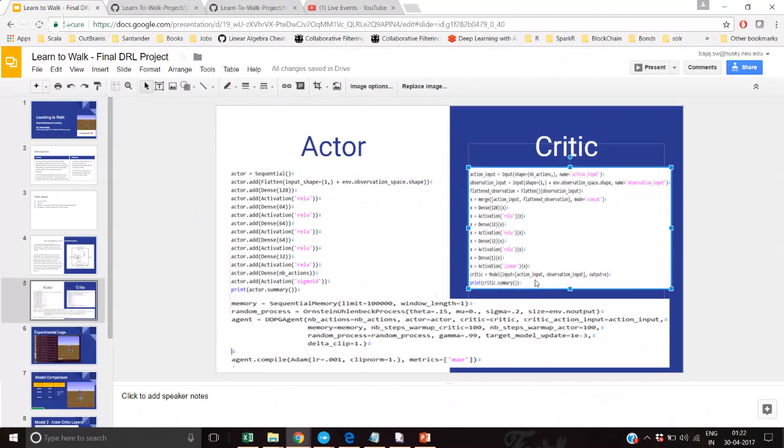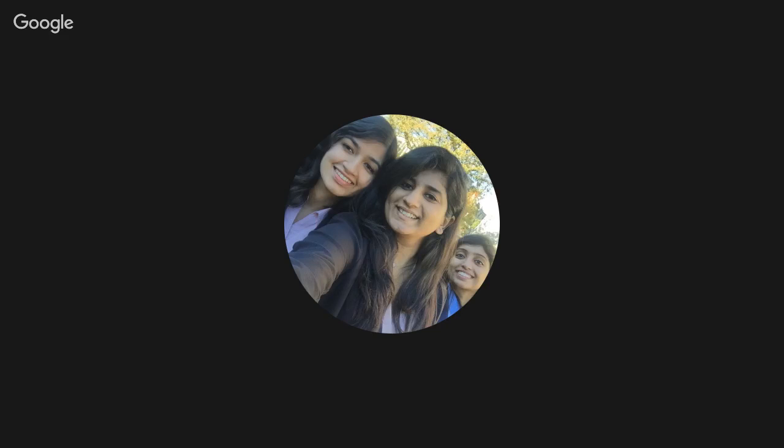The critic model, as I said, takes the observation input and the action input and gives one value as the output. So since it was one value, I thought of taking the linear activation function here. So this is the DDPG agent that has been taken from the Keras RL repository, which talks about how this DDPG agent works.